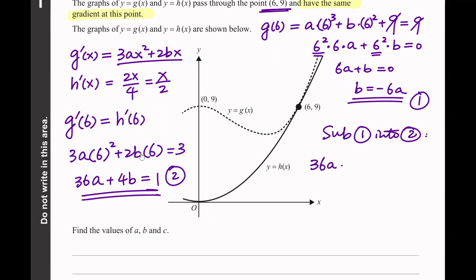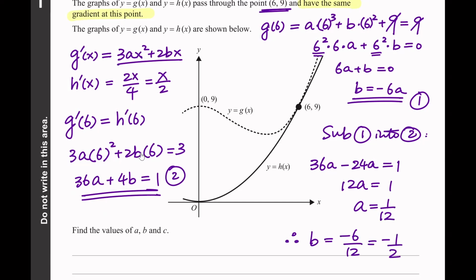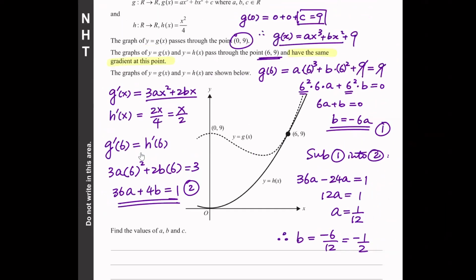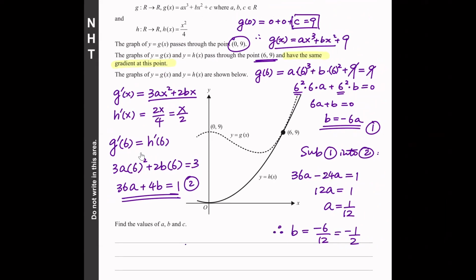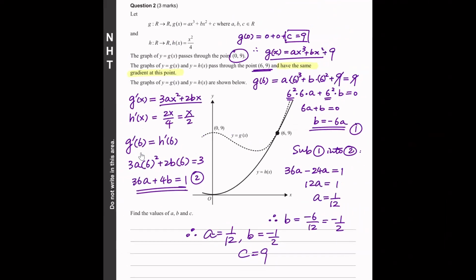36a minus 24a equals 1. So 12a equals 1, and a equals 1 out of 12. Therefore, your b equals minus 6 out of 12, which is minus half. Eventually, you want to write the answers carefully. So you say, therefore, a equals 1 out of 12, b equals minus half, and c equals 9, etc. Okay, the question didn't ask for the rule, so we can just write down the a, b, c values, etc.